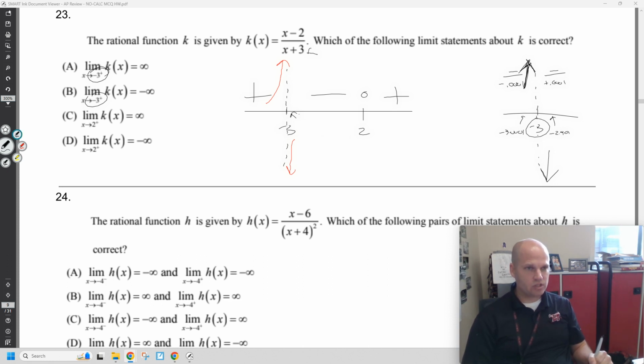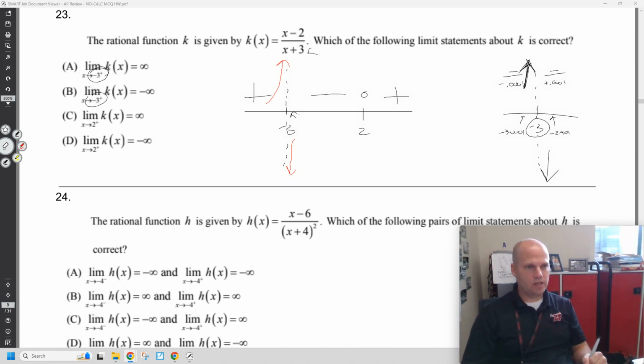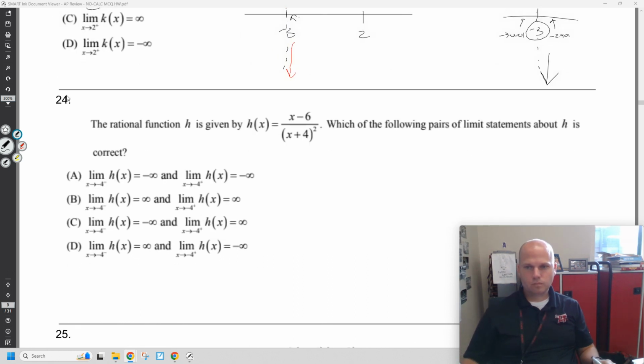A lot of students, when they see this plus, think moving that way. It's like, no. It's actually getting closer to -3 from the right. So this is why my answer is negative infinity.